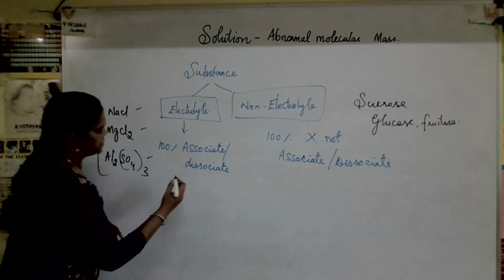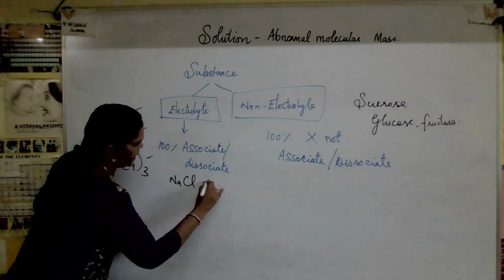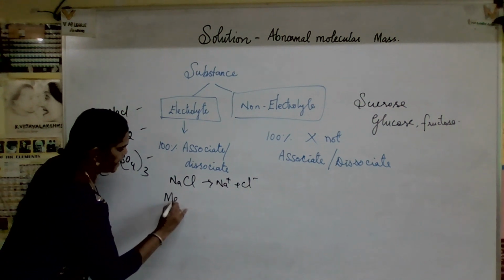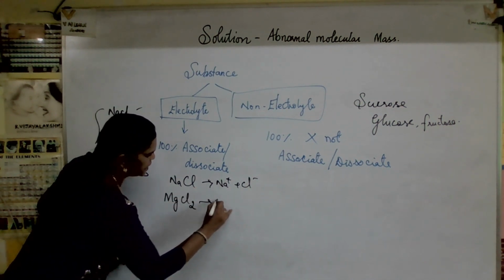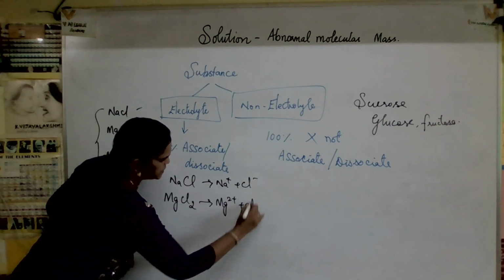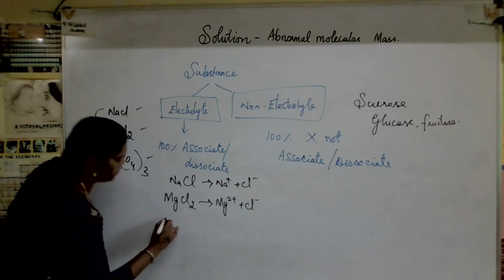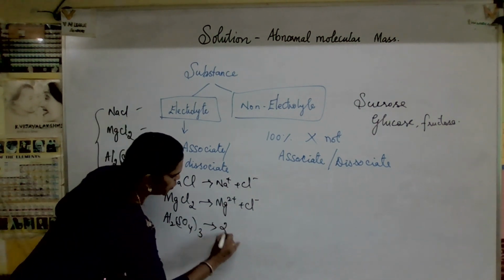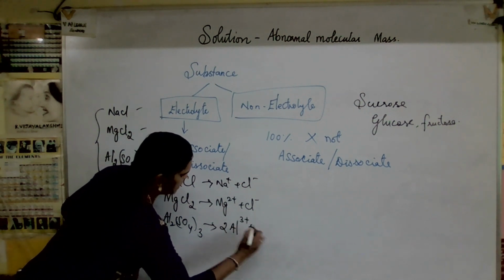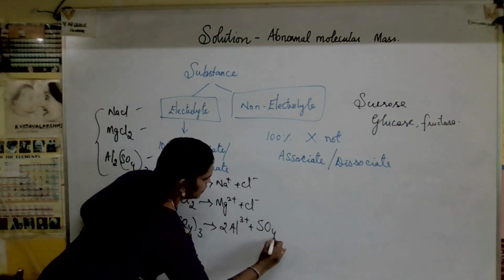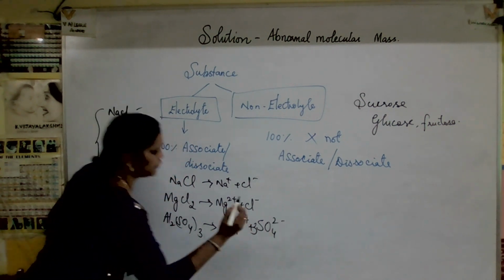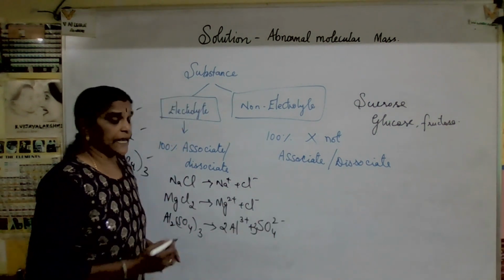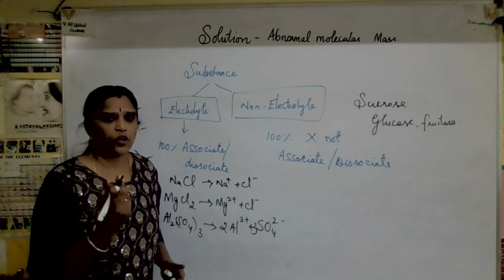Okay, now let us go and identify. These are the substances that dissociate. NaCl gives Na+ and Cl-. The same way, MgCl2 gives Mg2+ and Cl-. The same way, Al2(SO4)3 gives 2Al3+ and 3SO4 2-. Now here the number of particles increases. Naturally, colligative properties also increase.